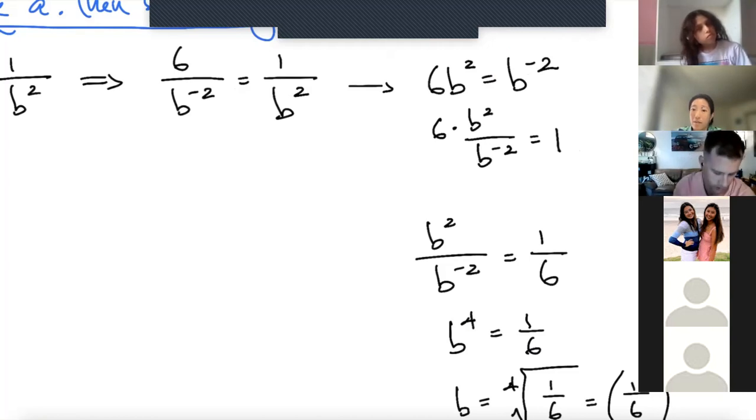Now I want to divide the 6 to the other side. That's how I get the 1/6 on the right-hand side. Does that make a little bit more sense?